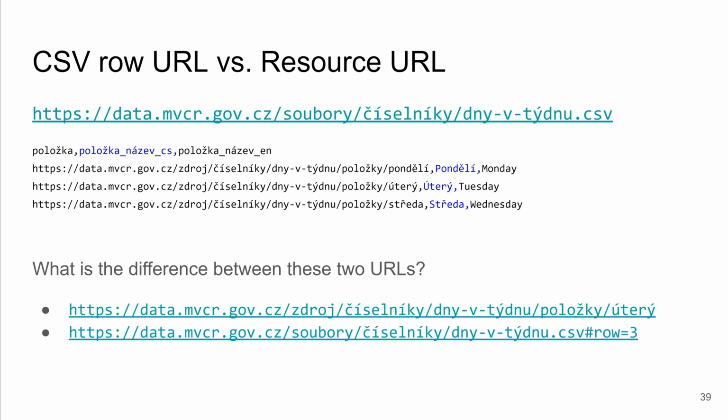Well, the answer is the first one actually identifies the day of the week, Tuesday, as a real-world entity. However, the second one identifies the third row of this particular table represented in that CSV file, which is a different real-world entity than a day of a week.